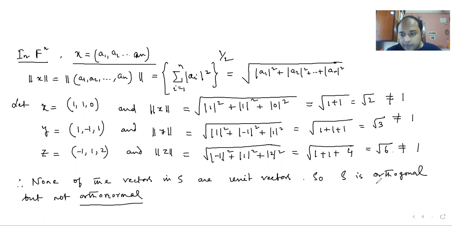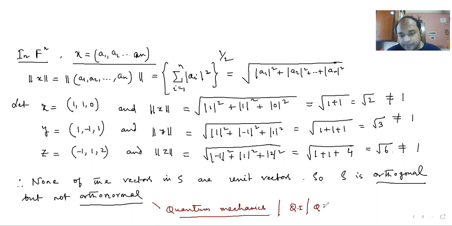We often encounter these terms in quantum mechanics, and therefore in quantum computation and quantum information. Okay, QI and QC. These terms are often very much used. Okay, so we have proved that.